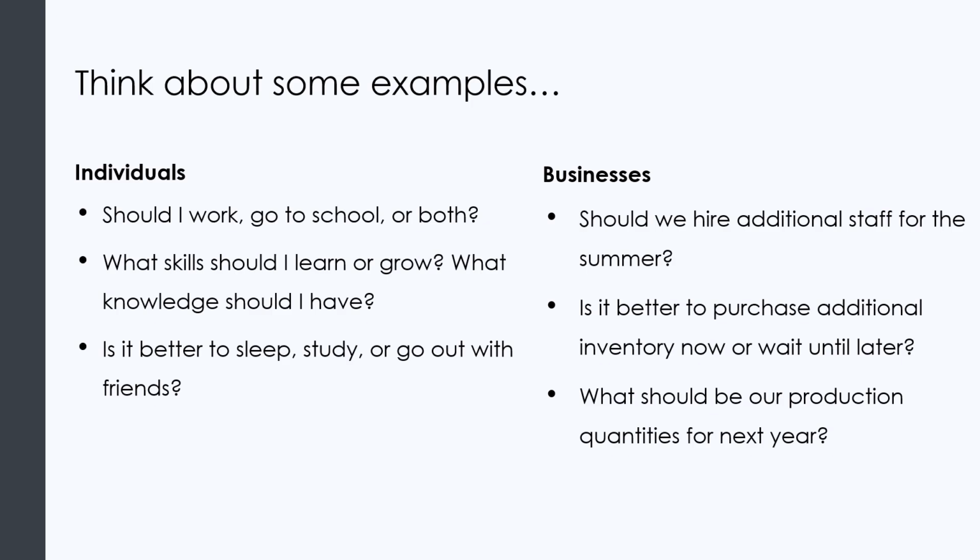Is it better to buy inventory now, or do we wait till later? What should be our production quantities next year? Governments choosing whether to spend money on healthcare or education, what policies to grow, what policies to restrict, all examples that economists are going to assume they've carefully considered, that they've weighed the pros and cons and are making choices in the best interest of their own well-being and the well-being of their populations.